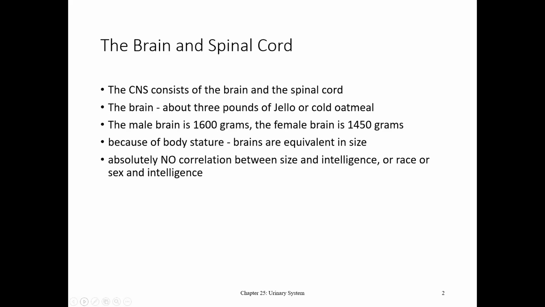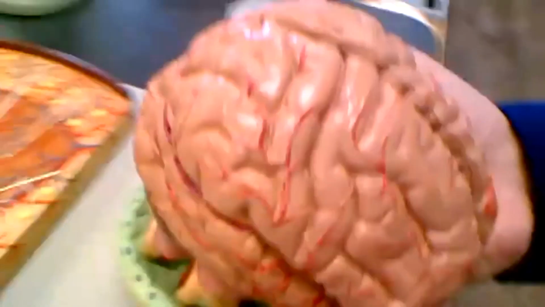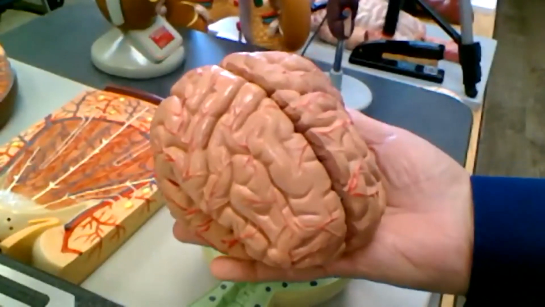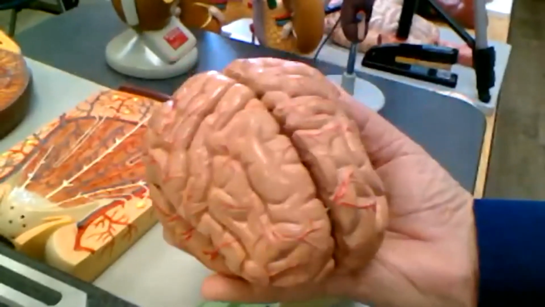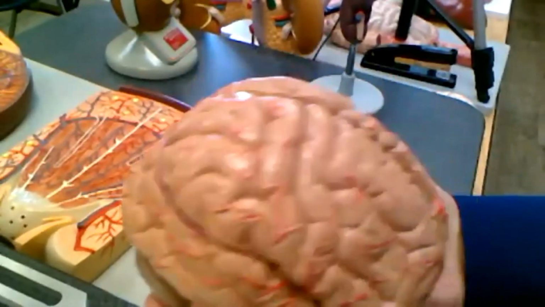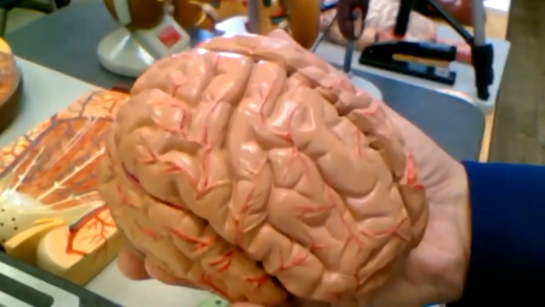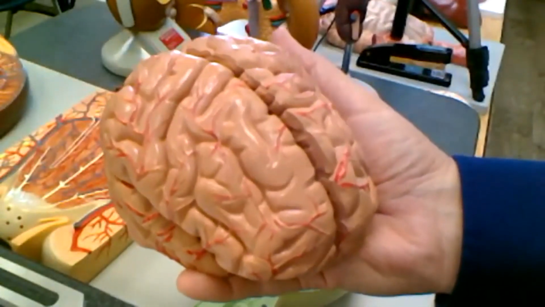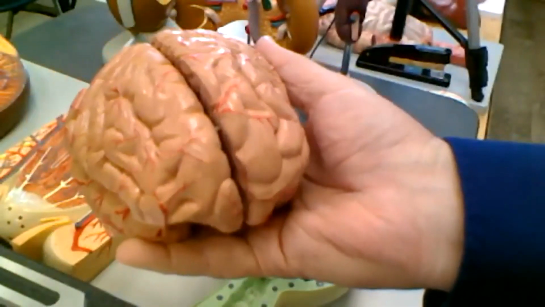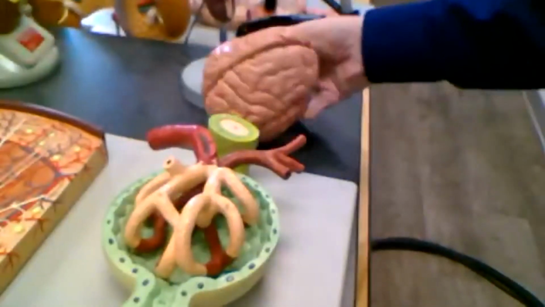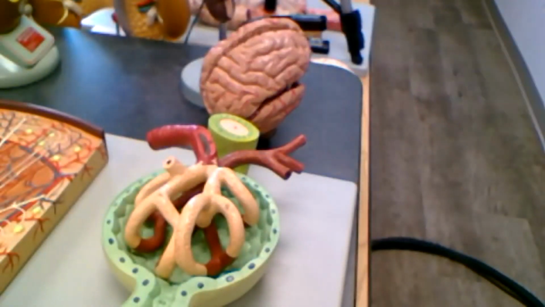Now, to give you an idea how big a brain is, this is a life-size model of a brain, and you can see I can hold it in my hand. This is full size, no bigger than this. The brain I'll show you this afternoon in lab is from a sheep. It's about a quarter of this size. So that is how big a brain is.